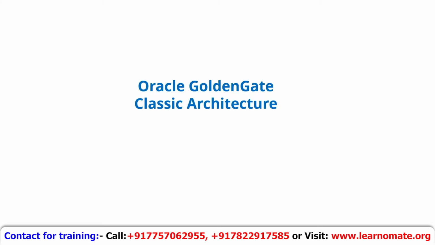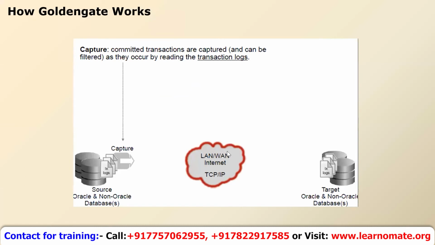Now, let us discuss Oracle GoldenGate classic architecture. It looks like this. You have a source database and a target database. The source database can be Oracle or any other supported non-Oracle database. In the same way, the target database can be Oracle or any other supported non-Oracle database. So you configure a GoldenGate extract. Each database has its own transaction logs. In the case of Oracle, these transaction logs are called redo logs, and backups of redo logs are called archive logs.